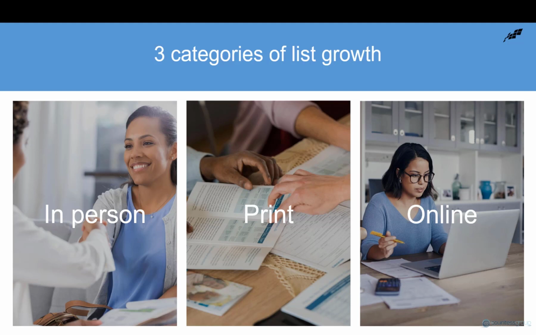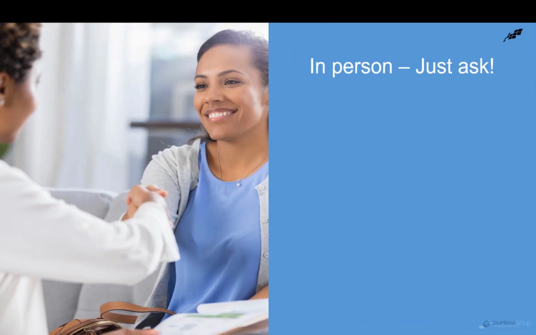So when you're thinking about the places you want people to sign up, think about these three categories: in person, print, and online. Now, for in-person interactions, it's really anywhere that you're interacting with current and potential customers or supporters. Just encourage your staff to ask people if they want to receive your company's or organization's emails.